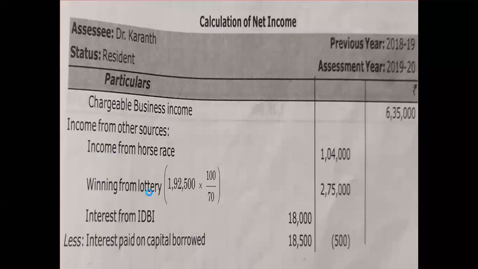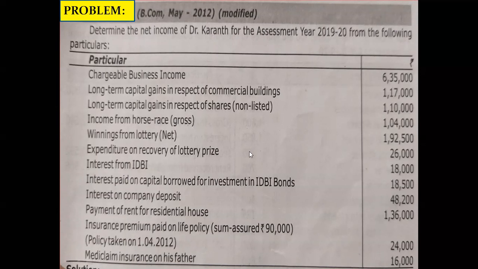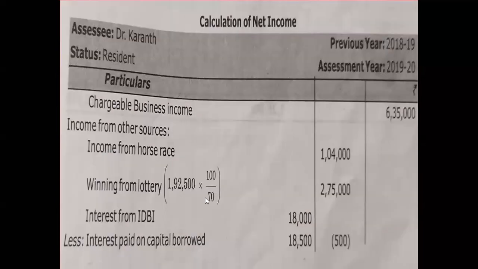Next, winning from lottery. They have told that it's a net amount, so we need to gross up. So 1,92,500 into 100 divided by 70, because the tax rate on casual income is 30%. So winning from lottery is 2,75,000.